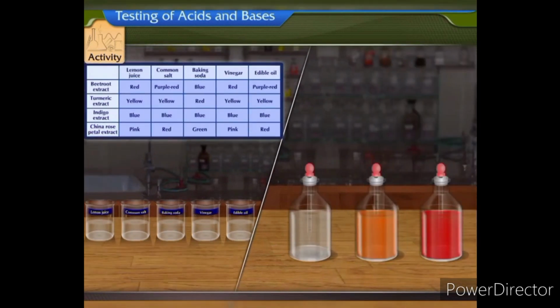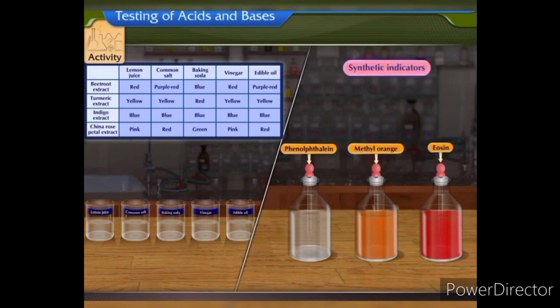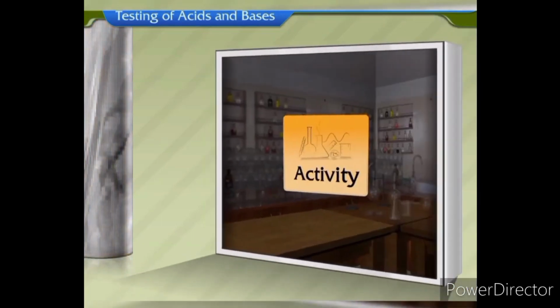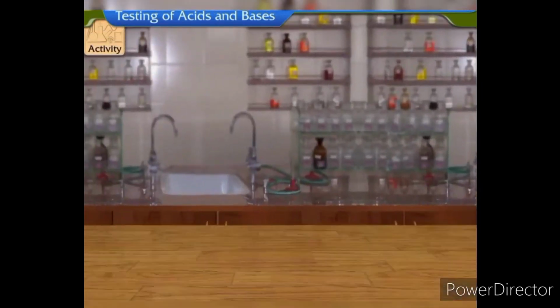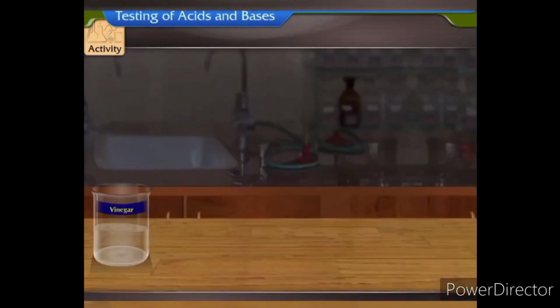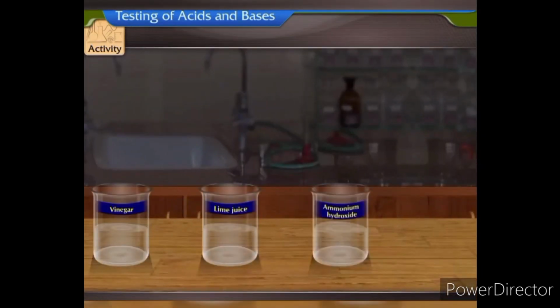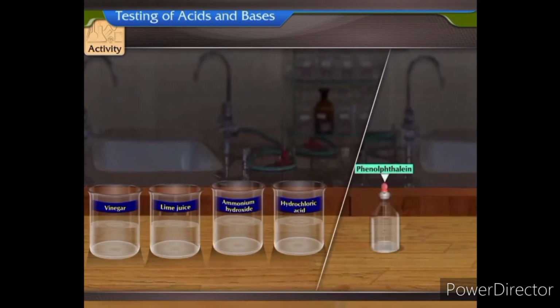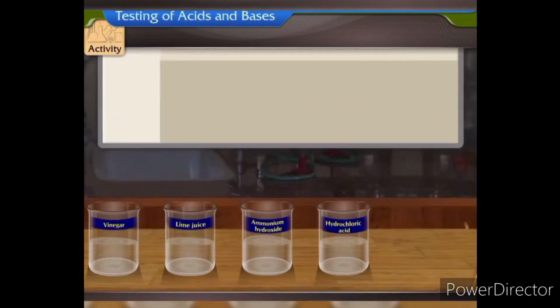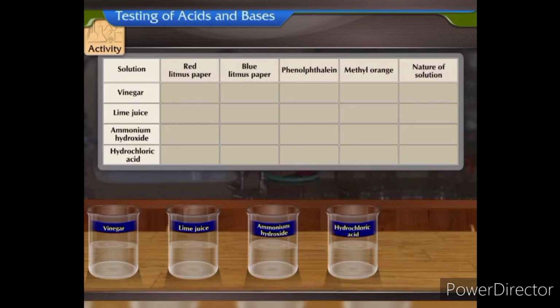There are certain chemical substances like phenolphthalein, methyl orange and eosin that are called synthetic indicators. Let us perform an activity using synthetic indicators. Activity: we shall test solutions of vinegar, lime juice, ammonium hydroxide and hydrochloric acid using indicators like phenolphthalein, methyl orange and litmus paper. Note the color change and tabulate the observations.